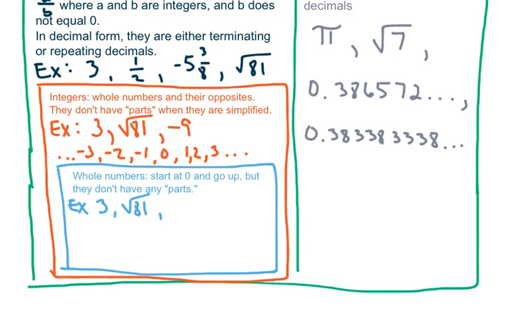But -9 is not a whole number because whole numbers can't be negative. So we cannot include -9. So it starts at 0 and goes up. So we can consider all of these integers starting at 0 and going up to be whole numbers as well.